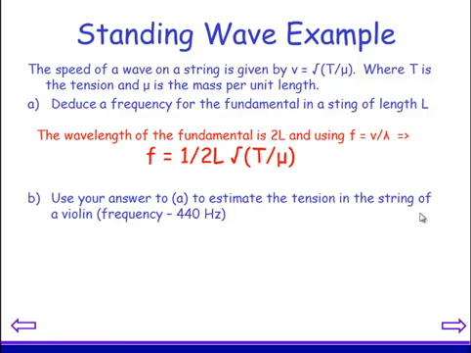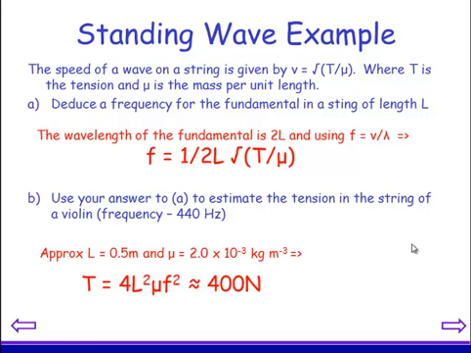The wavelength for the fundamental is 2L, so using the fact that frequency is equal to the speed divided by the wavelength, I get a formula for working out the frequency, and then from here I can work out the tension if I approximate the length to be 0.5 meters and the mass per unit length of a typical violin is 2.0 times 10 to the minus 3. It tells me that the tension in the string of a violin is going to be about 400 newtons. And with that, I hope you understand fully how a standing wave works.